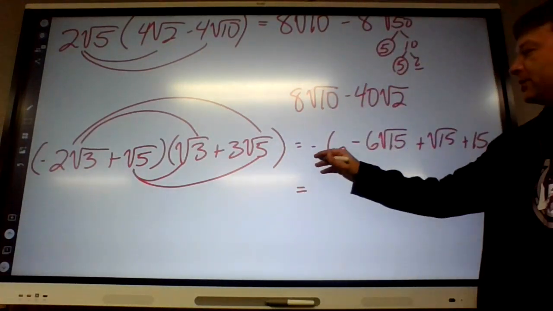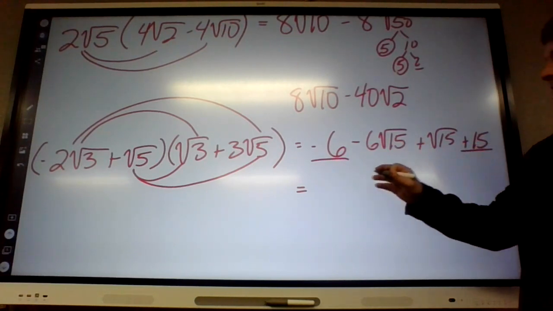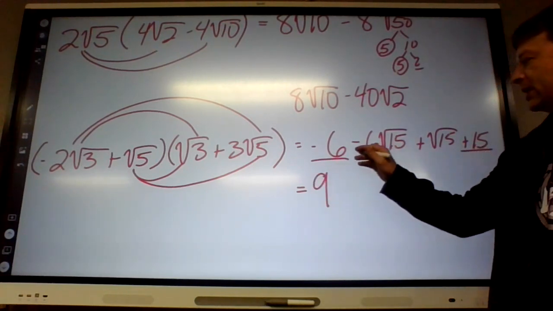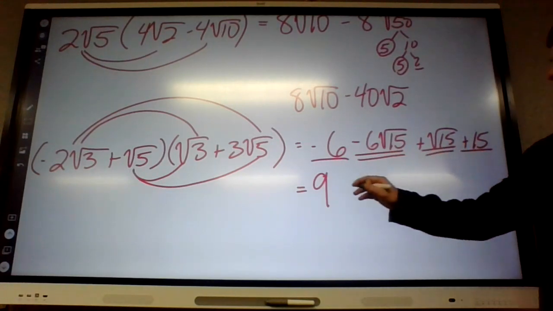Alright, can I simplify this? Yes. What's negative 6 plus 15? And negative 6 plus 15 is 9, so negative 6 plus 1 square root of 5... negative 5 square root of 5.